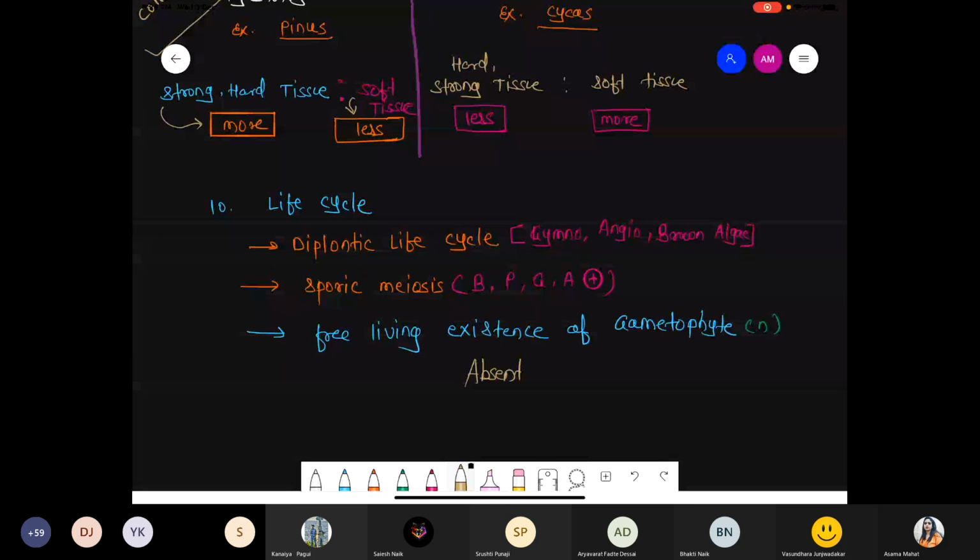So any doubt from the common characteristics? Because we saw a lot here, because gymnosperms are very large plants, right? Height wise and quite complex, right? So that's why the common characteristics or common features are also more as compared to algae, bryo and the pterido. Okay, chalo, this part is done.